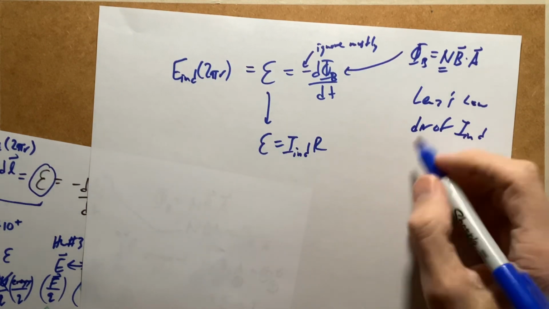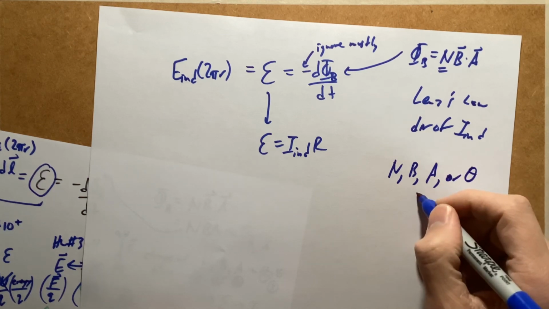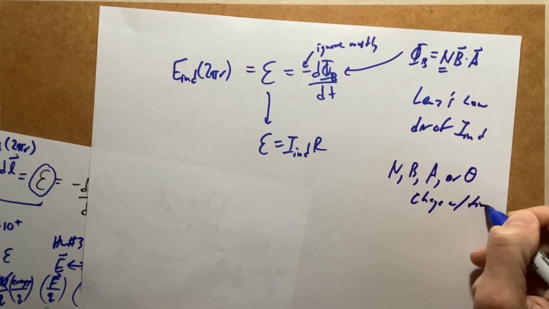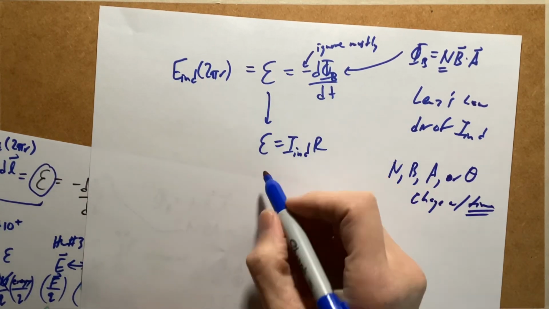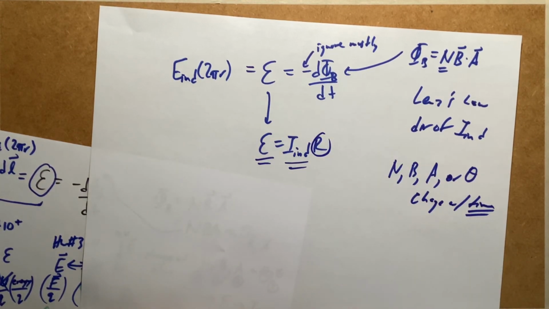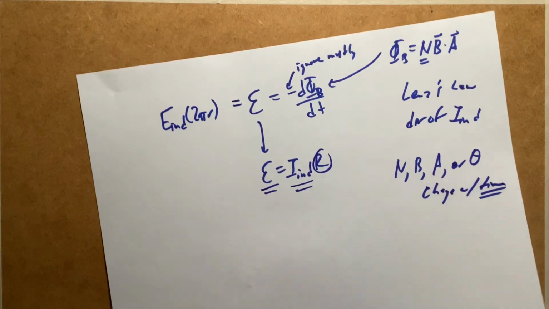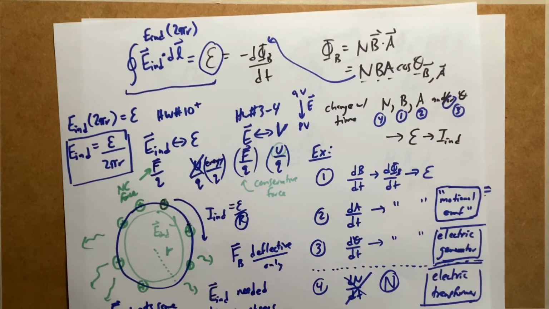And then remember that if N, B, A, or theta change with time, we get some sort of EMF. And again, if you're going to have not only EMF but current, you better have a resistance that isn't infinite or something like that, because otherwise you can't get any current that flows, or not much. So that right there is the essence of the law. And then what we're just going to do is go through these examples, and that's going to be the Faraday's law problems here in a nutshell.